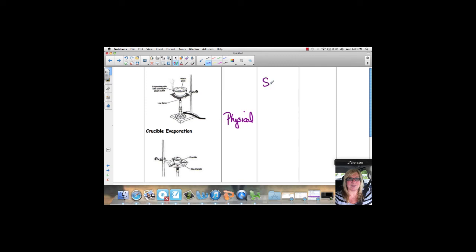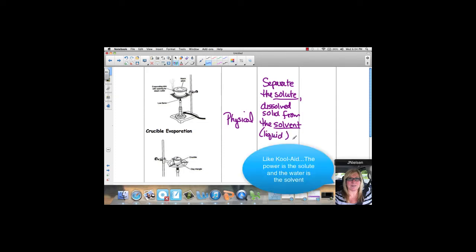And what we can do is in both of these cases, separate what's called the solute, which is the dissolved solid, from the solvent, which is the liquid, by boiling to complete evaporation.